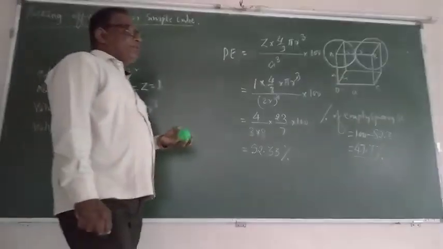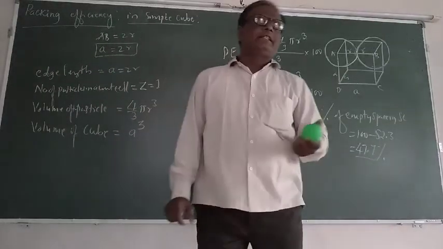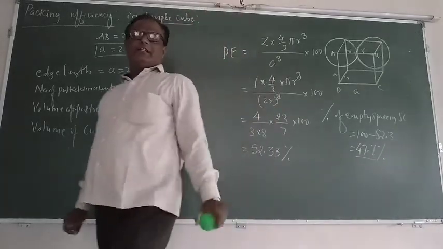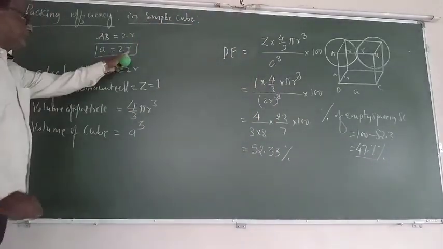Metal atom forms a simple cube crystal lattice. The length of the unit cell is this much. Calculate the radius of the particle.